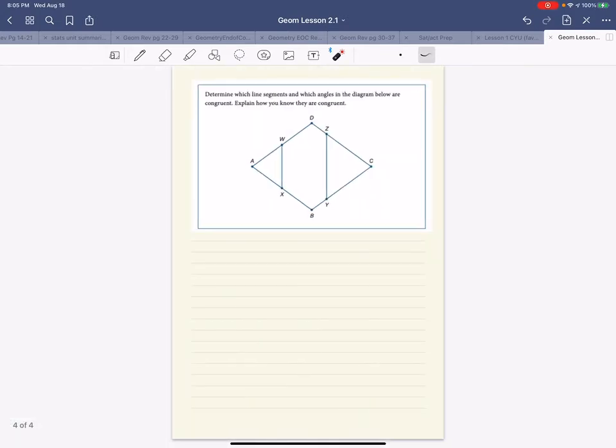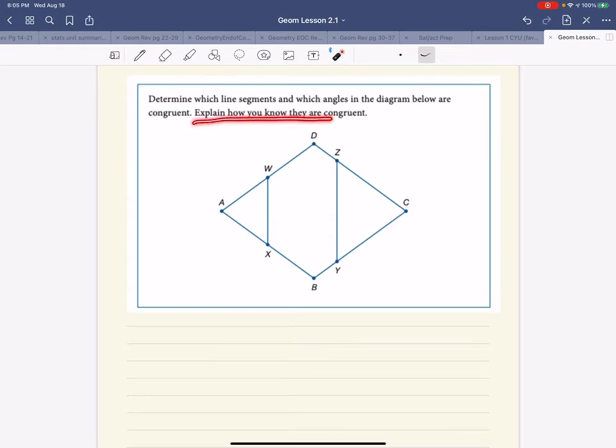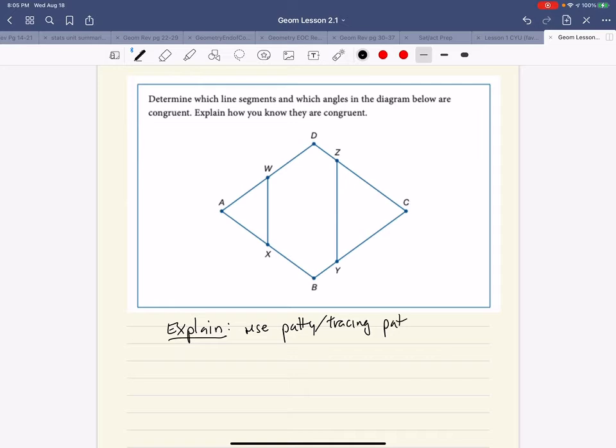Okay, so now for a check our understanding. Explain how you know they're congruent. Well, that's going to be your reason, okay? So your explanation, mine is I used patty paper, also known as tracing paper, to compare. You could have also used the other items. I use patty paper for everything. So go ahead and list whatever you used. Doesn't matter, right? The other ones were fine.